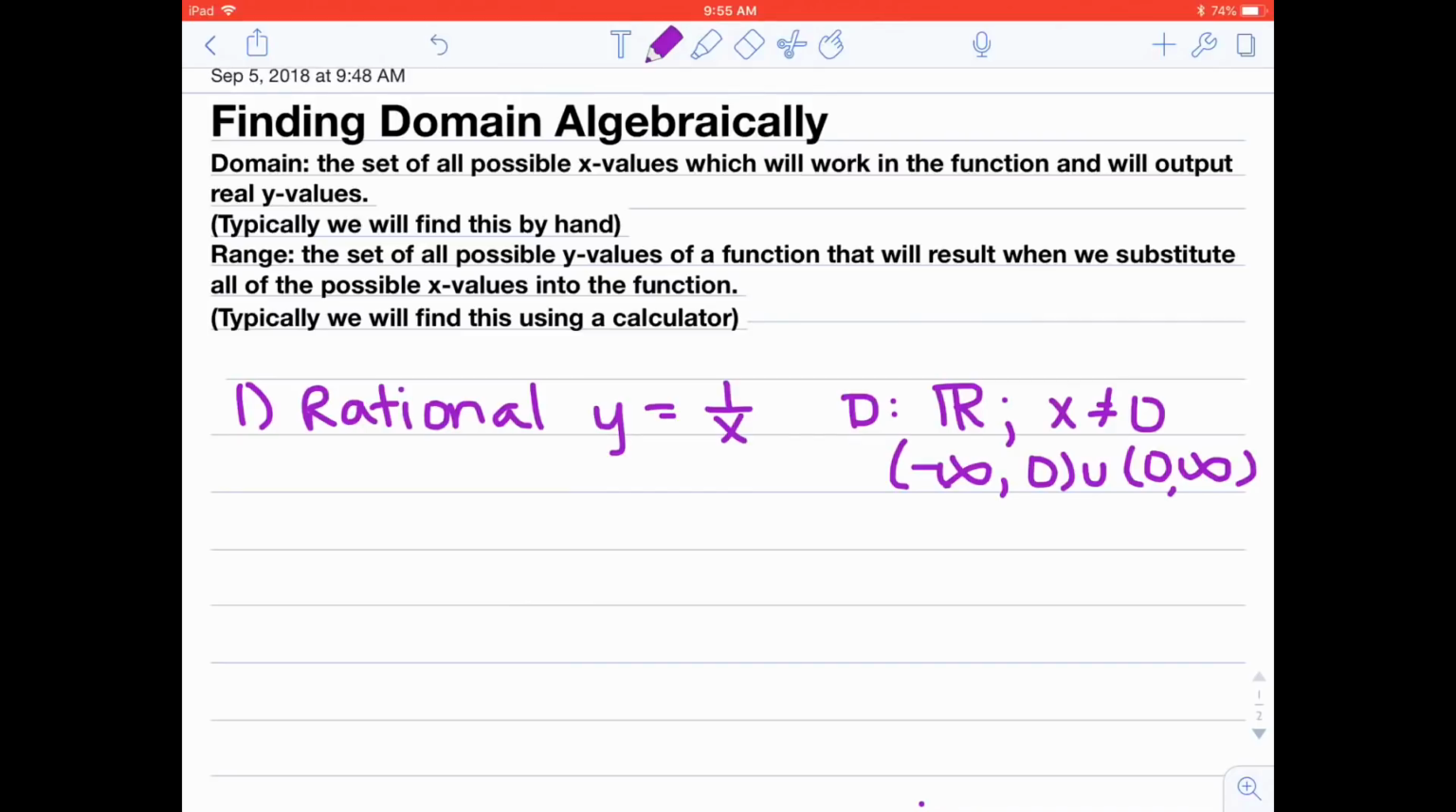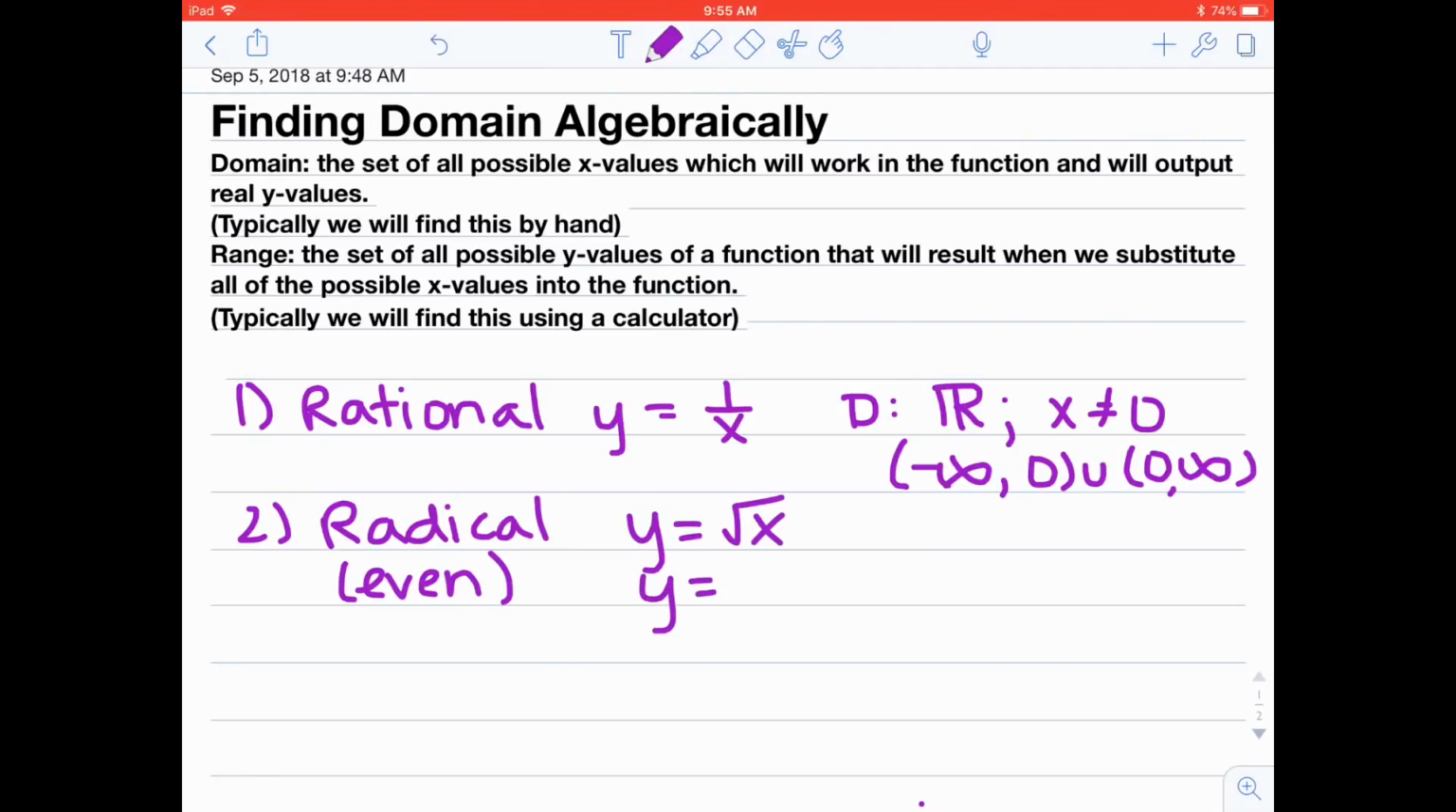Okay, the second type of function that we have a limited domain for is a radical function. And we are going to specify that these are even radical functions, so square root, 4th root, 6th root, 8th root. The odd radical functions do not have a limited domain. So here this would be like y equals the square root of x, or you could say y equals the 4th root of x, 6th root, etc.